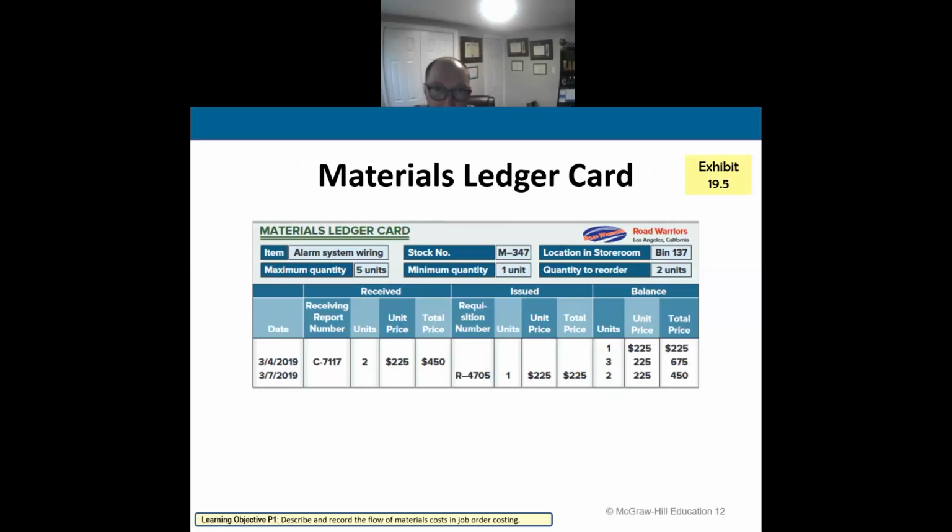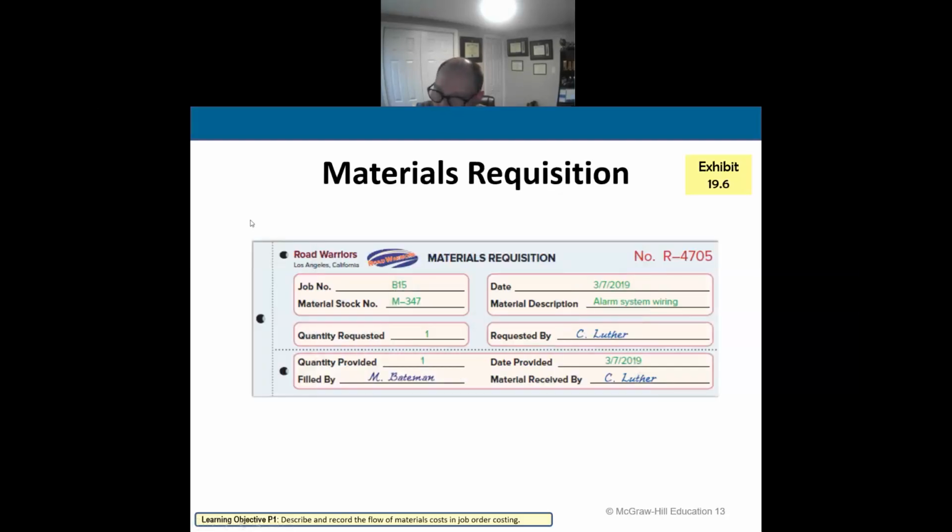So here's an example of a materials ledger card. This shows us when we received it, how many units we received, each unit price, the total, when they're issued, what the balances are. It shows the inflow and outflow of raw materials into our storage room. That's what this shows us. We call it the materials ledger. It's very similar to the other types of ledgers that we talked about in Principles of Accounting 1.